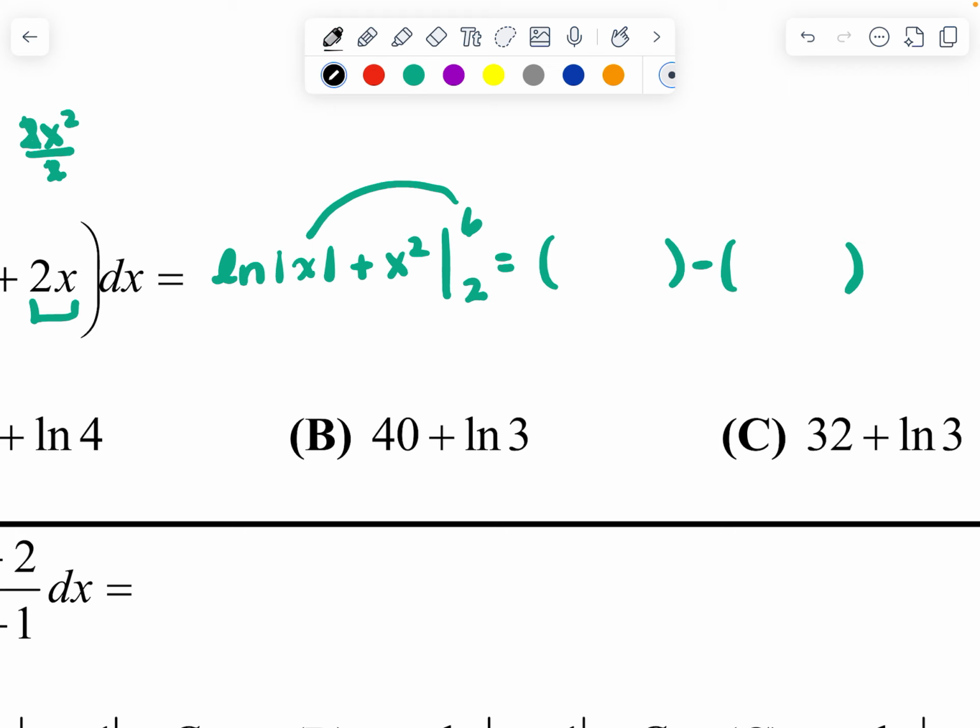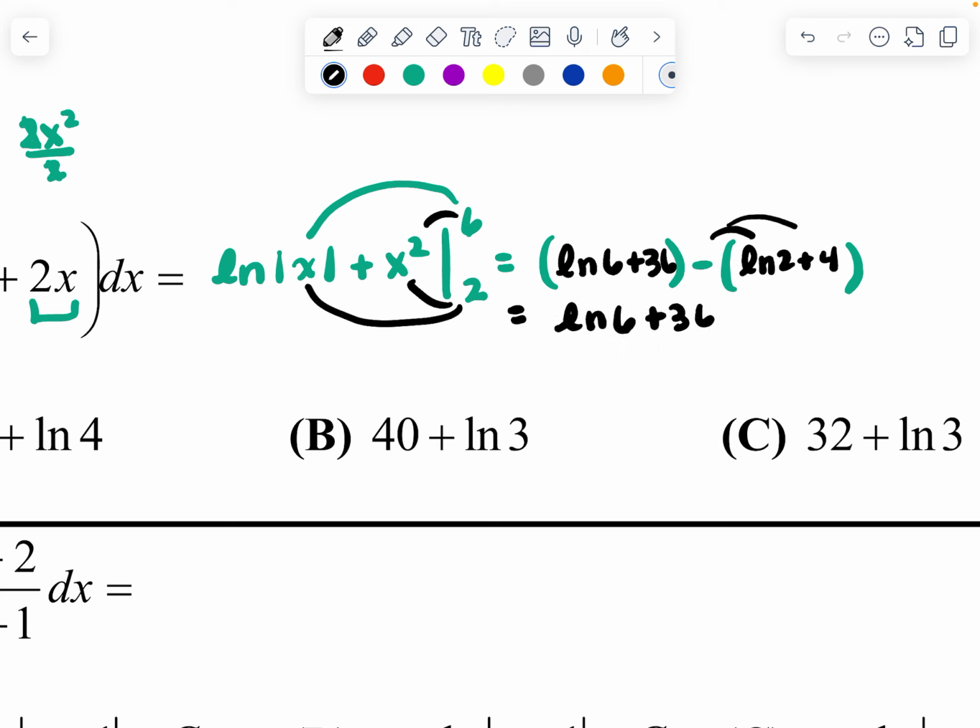So when I plug in the 6, I'm going to have the ln of 6. And if I plug the 6 into there, I get plus 36. 6 squared is 36, right? And then minus, if I plug in the 2, I'm going to get ln of 2. And then 2 squared is 4, okay? Now let's get rid of those parentheses. So I have ln of 6 plus 36. Distribute that negative, minus ln of 2 minus 4.